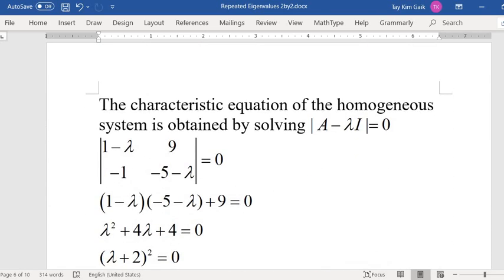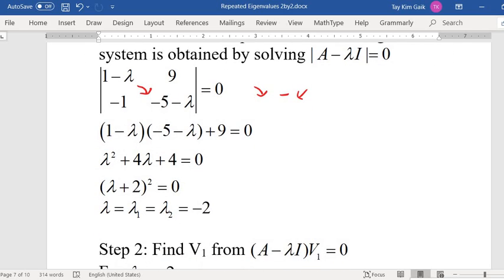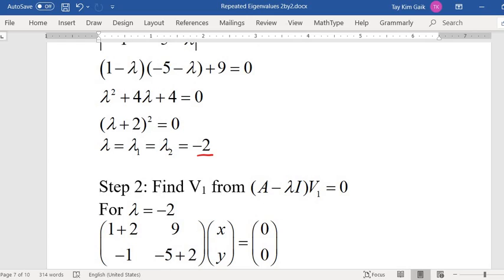The first step, we let the determinant of A minus lambda I equal to 0. To find the determinant, we take the product of the main diagonal, 1 minus lambda times negative 5 minus lambda, minus the product of the off-diagonal, 9 times negative 1, which becomes plus 9. Expanding and simplifying, we again have repeated eigenvalues: lambda 1 equals lambda 2 equals negative 2.